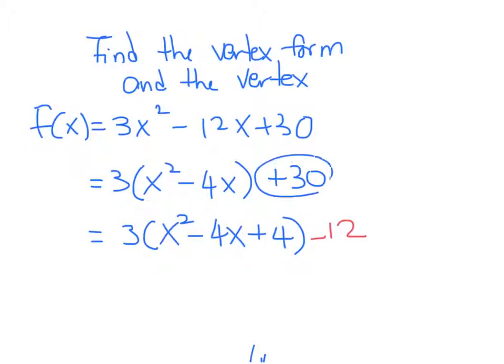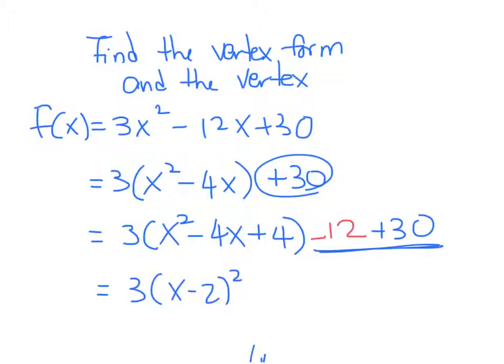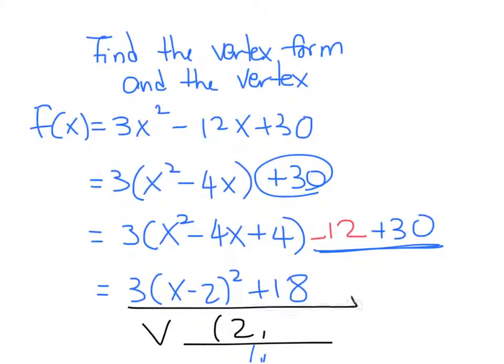And then don't forget that you had a plus 30 over here. So there you go. It's 3 times (x minus 2) squared. And then if you add these two parts, you're going to get 18. So what is your vertex form? It's going to be this. But then what is your vertex? (2, 18). There you go.